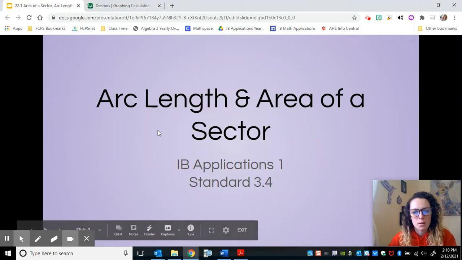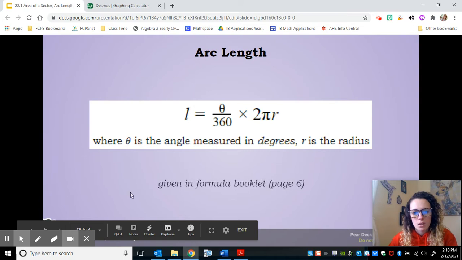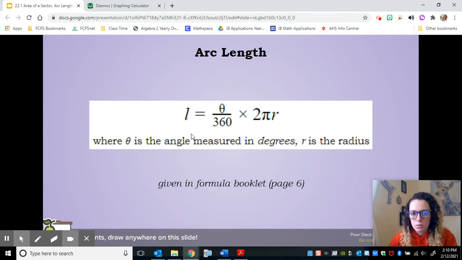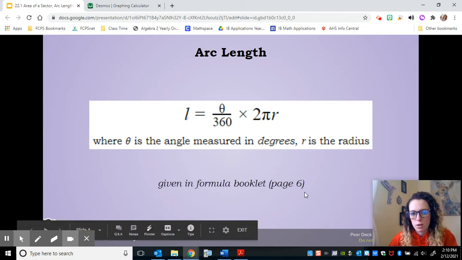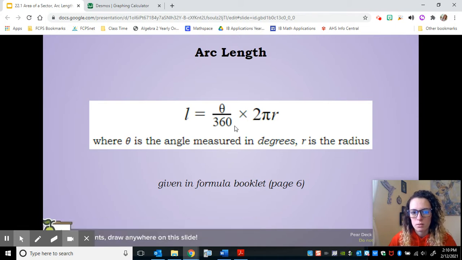What's up, everyone? Today we're going to talk about arc length and area of a sector, so let's get into it. Our formula, which is given to you in the formula booklet on page 6 or PDF page 7, is the given angle in degrees, represented by theta in the formula, divided by 360 times 2 pi r, where r is the radius. So angle divided by 360 times 2 pi r.